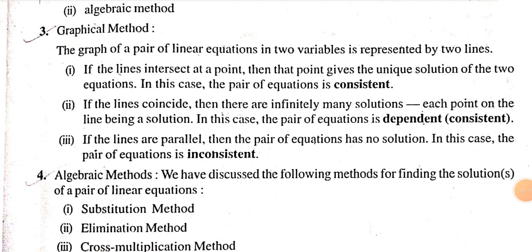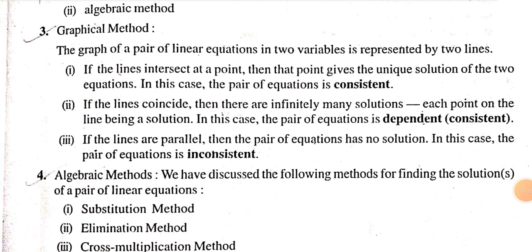A graph of a pair of linear equations in two variables is represented by two lines. 1. If the lines intersect at a point, then the point gives the unique solution. In this case, the pair of equations is consistent.